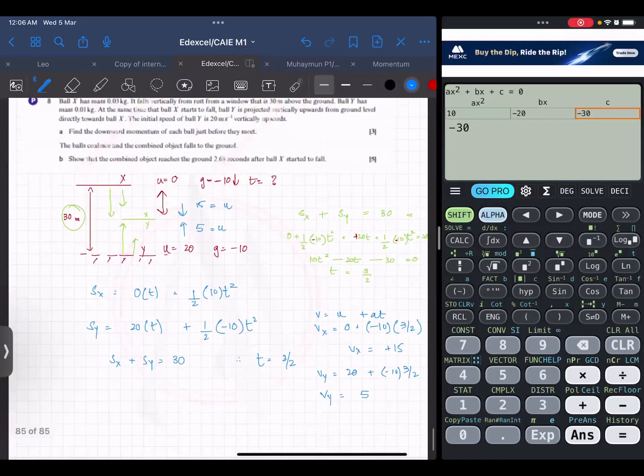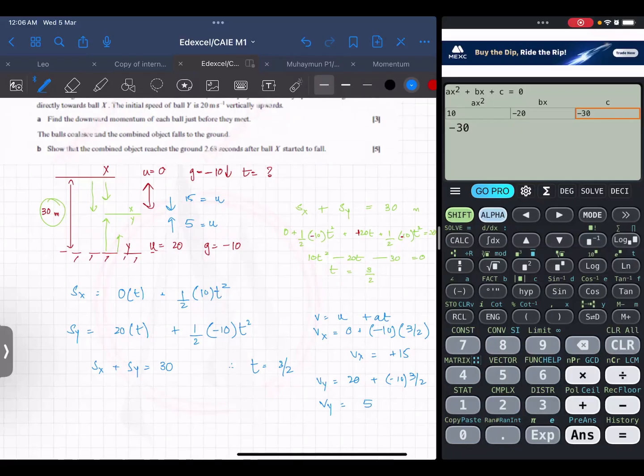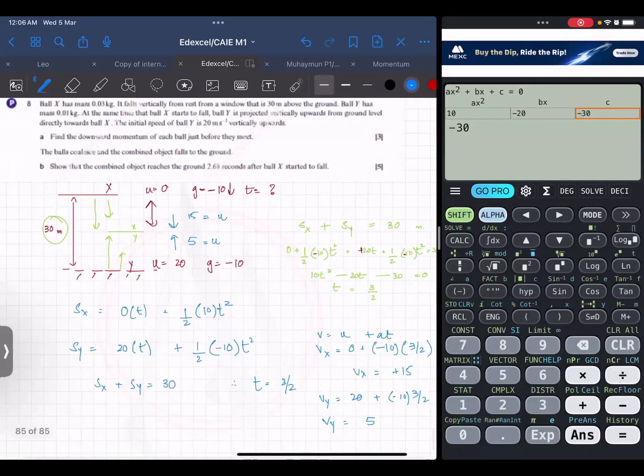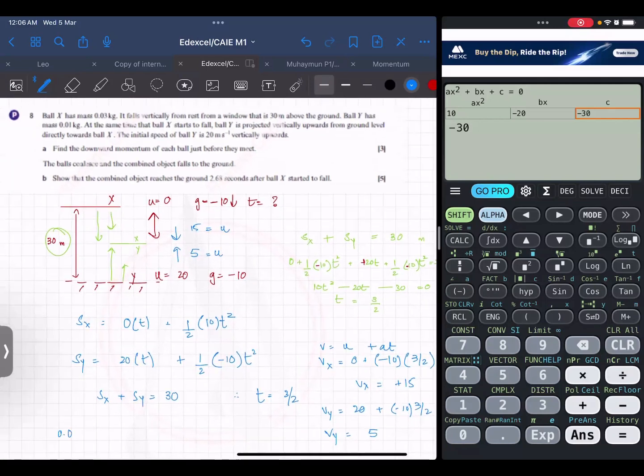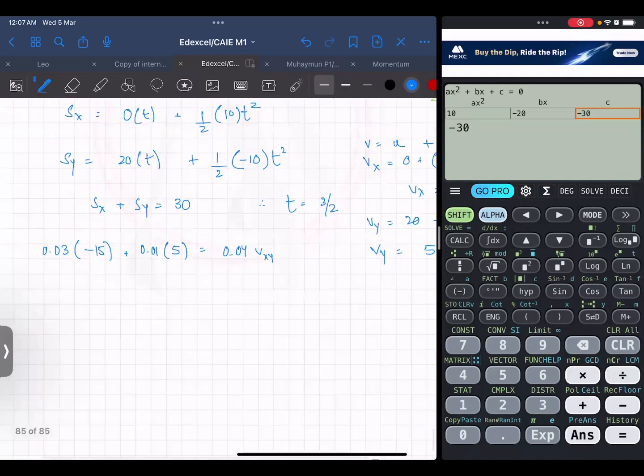And now they are combined. So now we would use the momentum formula: initial momentum and final momentum. The mass of x is 0.03, so 0.03 times 15. We are taking downwards as negative. Plus the mass of y, 0.01, times 5, upwards positive, is equal to, now they are combining. When they combine, the total mass becomes 0.04 times the final velocity of x and y combined.